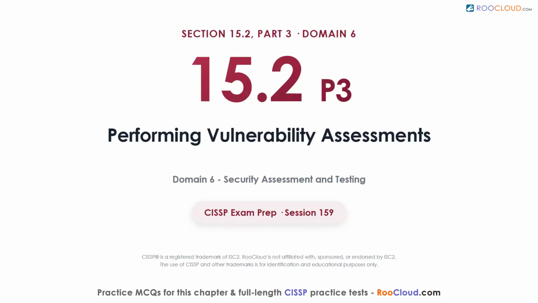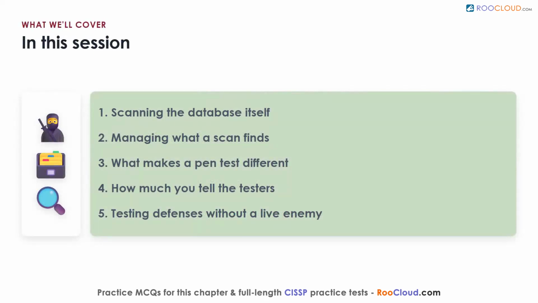Welcome to Section 15.2, Part 3. This is the 159th session of the CISSP Exam Prep series. This part finishes the assessment tour by moving from finding flaws to actively exploiting them. In this session, we'll cross the line from spotting weaknesses to attacking them on purpose.